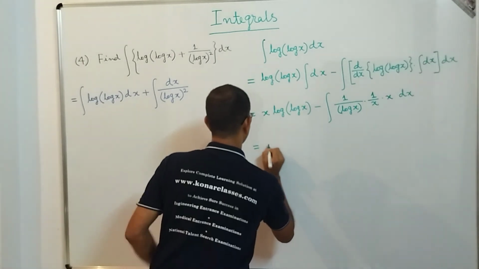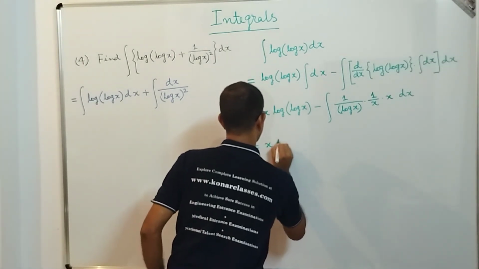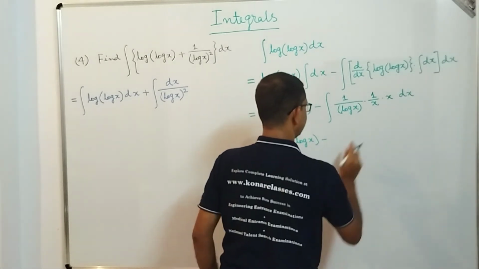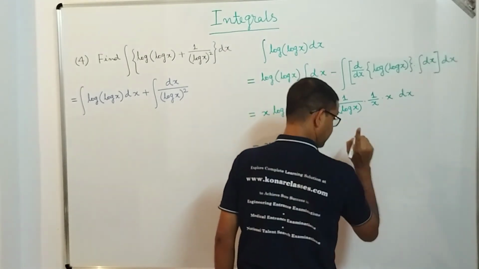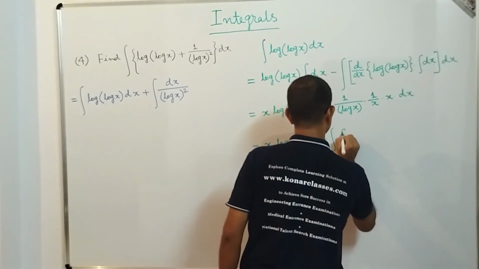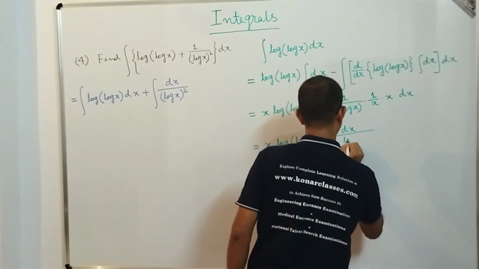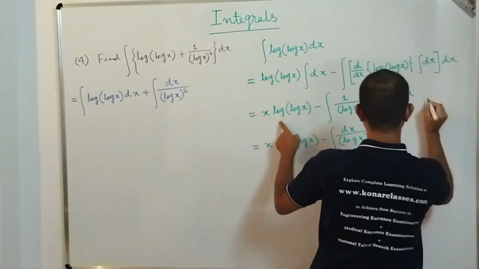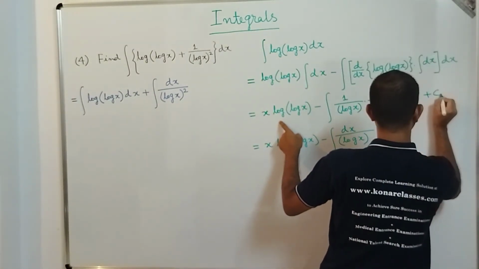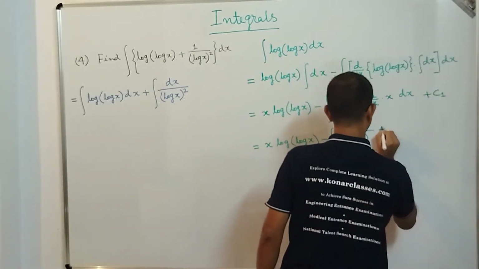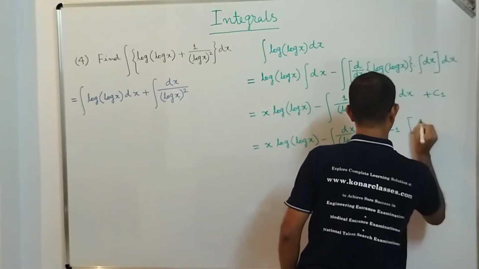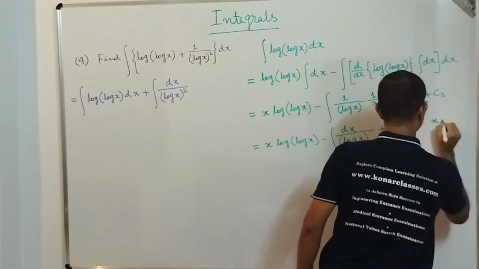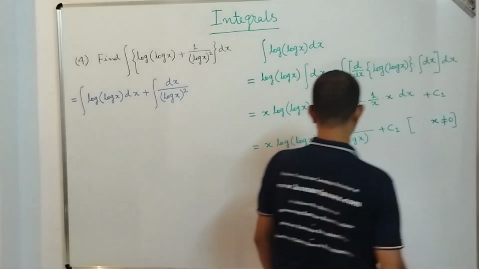So we get here x log x minus x, and x got cancelled here because x is not equal to 0, and we get integration dx by log x. Okay, so you can write, and here we should add one integrating constant. Suppose c1 is an integrating constant, so you can write c1 here, and as we cancel x both in numerator and denominator, we can write, since x is not equal to 0.